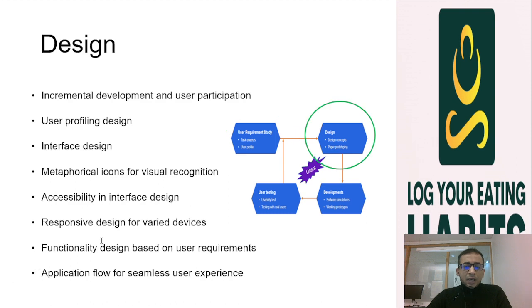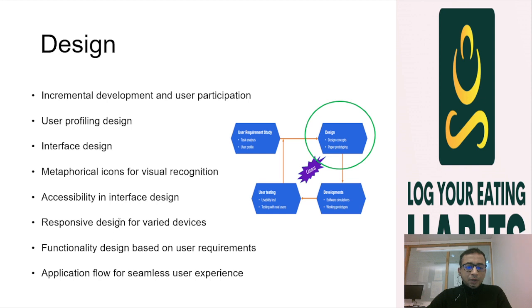In the design process, as I mentioned earlier, it is totally focused on what we are getting in each iteration from the user feedback. If there is any change needed, for example in the interface design, metaphorical icons, accessibility issues, or responsive design, and we get any feedback from the users, we certainly implement it in each iteration.